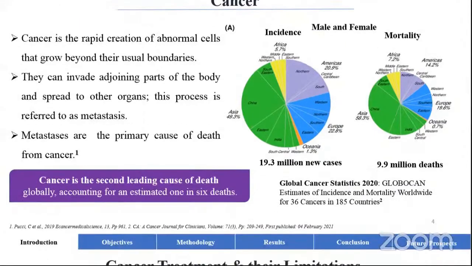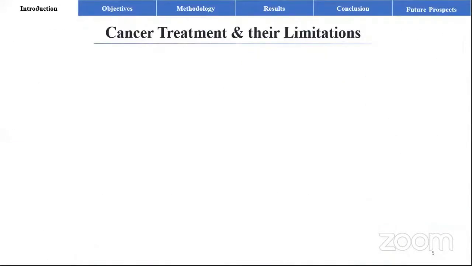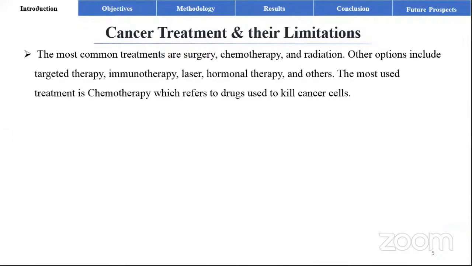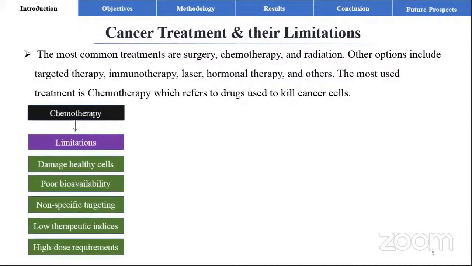Talking about cancer treatment and their limitations, the most common treatments are surgery, chemotherapy, and radiations. Other options include targeted therapy, immunotherapy, hormonal therapy, etc. But the most used treatment is chemotherapy, which refers to the use of drugs to kill cancer cells. Chemotherapy has its own limitations, which include damage to healthy cells, poor bioavailability, not being very specific in targeting, and high dose requirements.